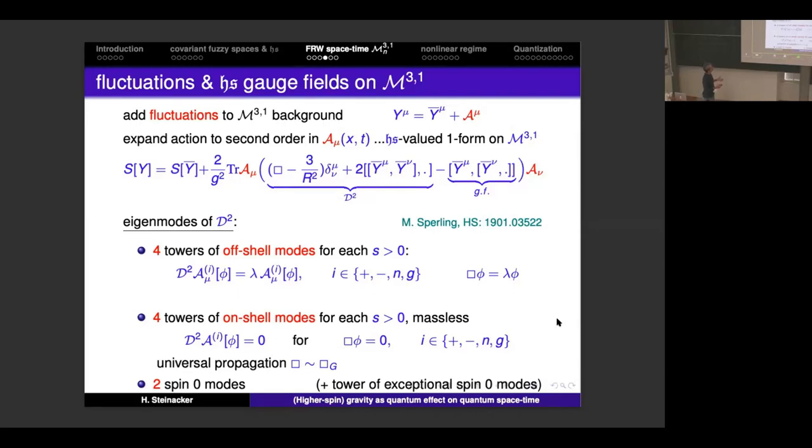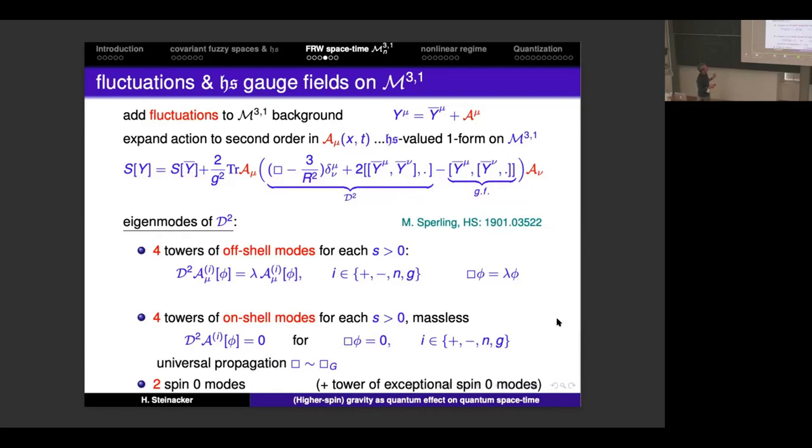Anyway, you can diagonalize this thing and you can work out the full fluctuation spectrum. We did this a couple of years ago. I don't want to get too much into detail because it can be done in a very clean way with a small exception. But I won't spend too much attention here. You get a bunch of towers of higher spin fields. So these are now, you see, tangential fluctuations. That's why it's a bit more complicated than what I told you before. So you have this extra index. So you can think of this as being higher spin valued one forms.